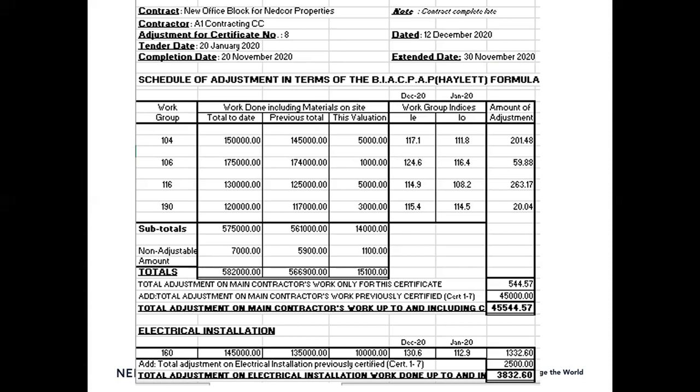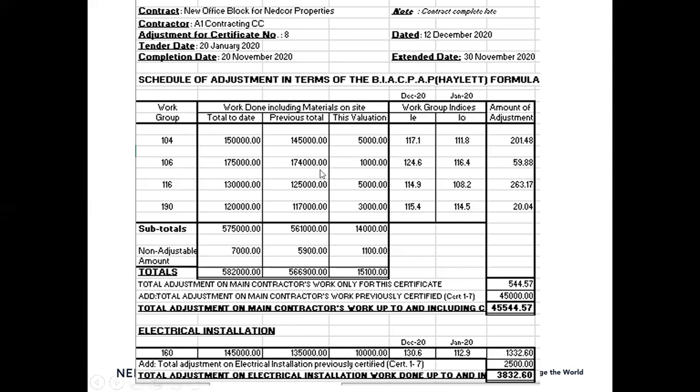In other words, the extended date is the 30th of November, but the certificate is on the 12th. So the contractor is 12 days late. So therefore, we need to penalize the contractor, and we'll discuss that at that point.